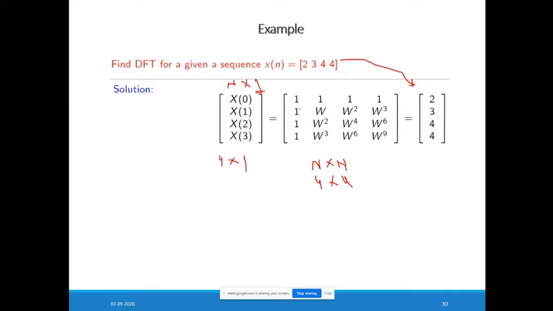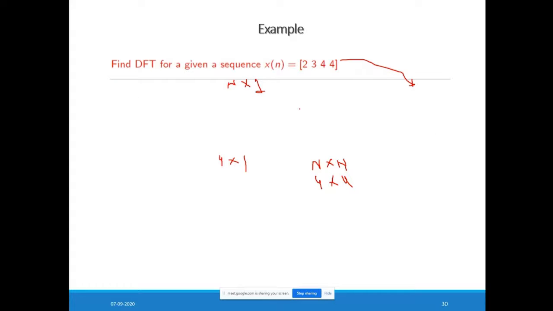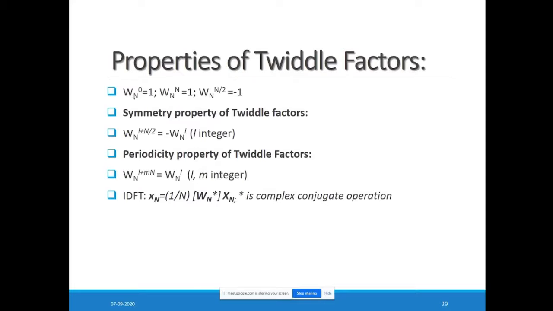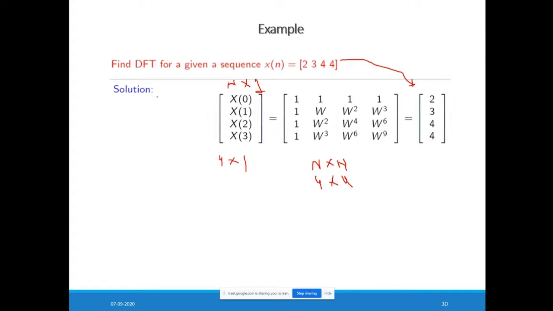As I told you, in the last one we discussed that omega n raised to 0 is equal to 1. So the first row and first column are replaced with the value 1. No need to go for the calculation of that. This is fixed in every case: the first column and first row of the Twiddle factor matrix. For example, this is a 4 cross 4 Twiddle factor matrix. Suppose we go for 8 cross 8 or 16 cross 16, the first row and first column always have the value 1.